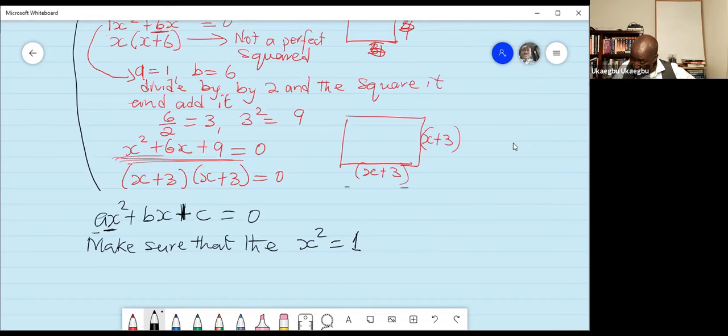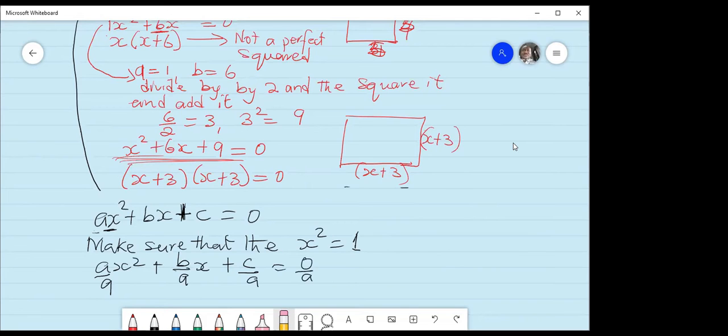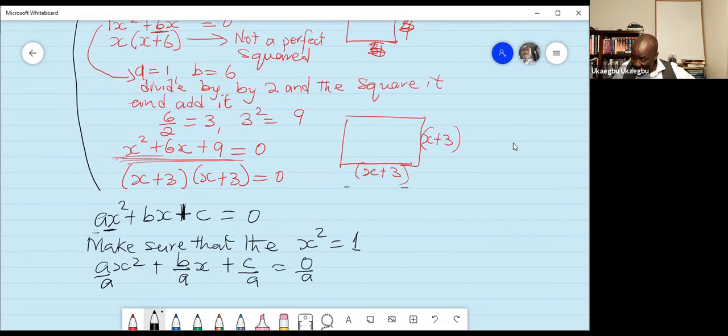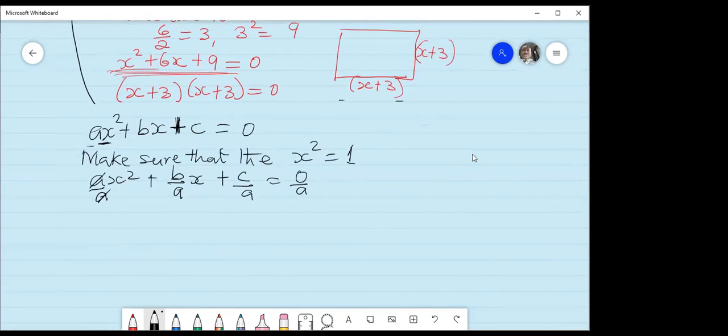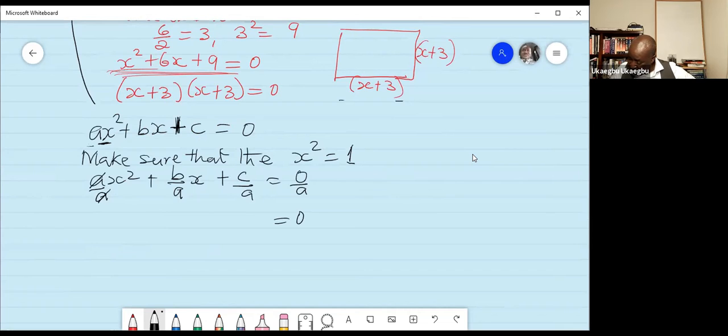So if we divide ax squared divided by a plus b divided by a x plus c divided by a equal to 0 divided by a. That's how you can make it to be 1, because a divided by a is 1. True or false? True. Okay, good. And so our right side is 0. So this one becomes c over a, plus this one becomes b over a x, and this one becomes x squared. So we have a coefficient that is 1.